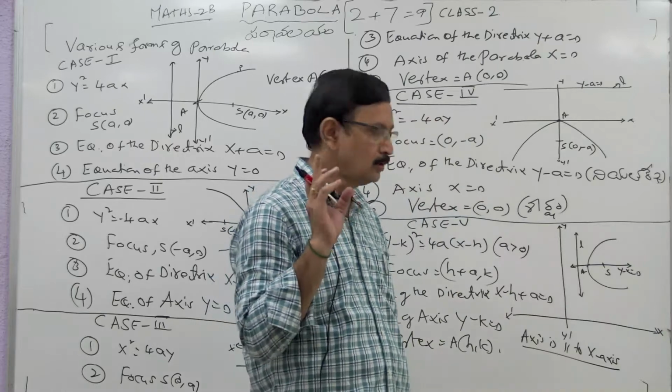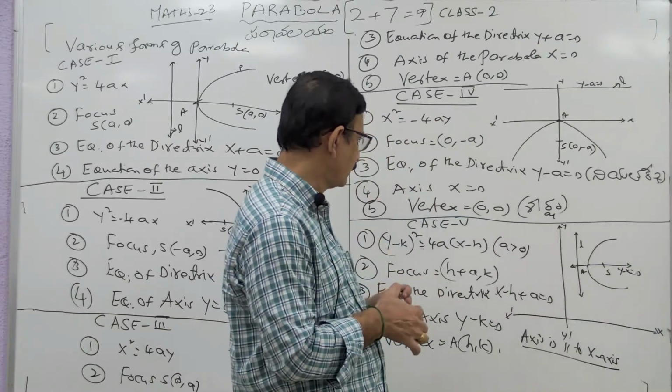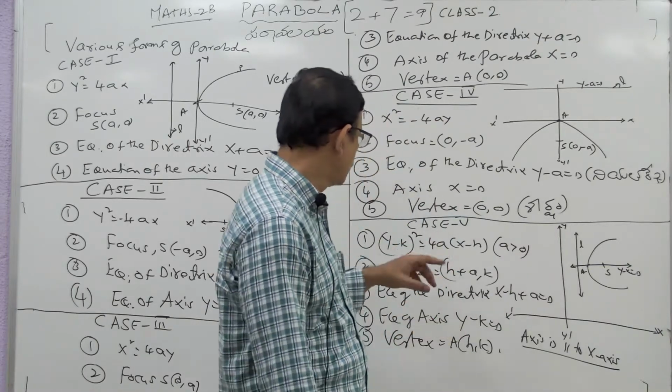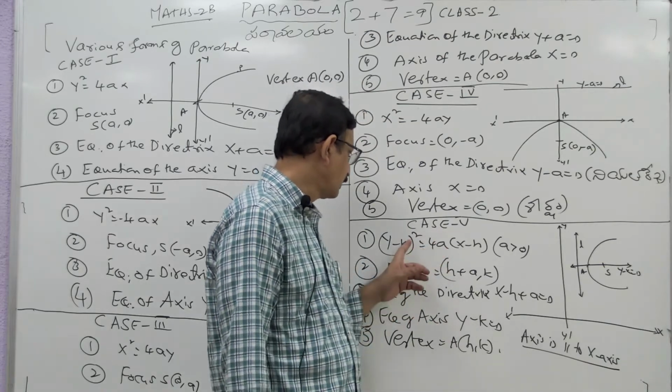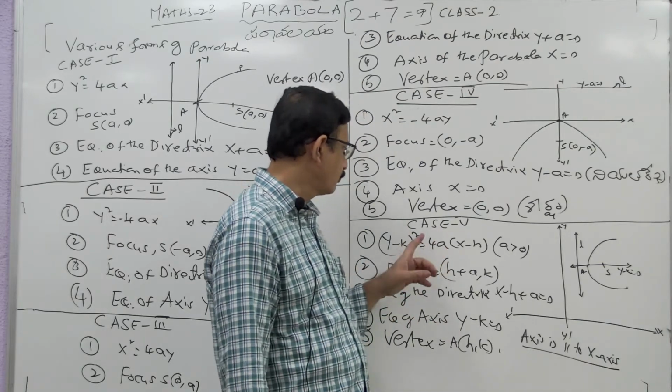Axis is parallel to x-axis. This point you have to remember it. So now in this case, how is this parabola's equation? So this parabola, what is the equation of the parabola?